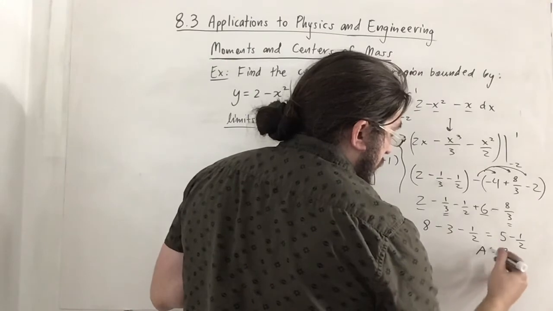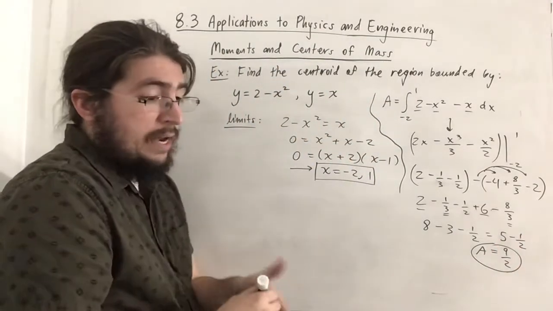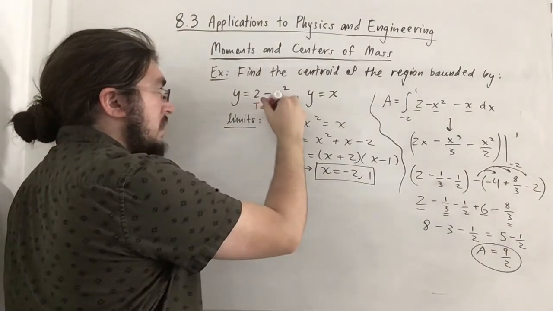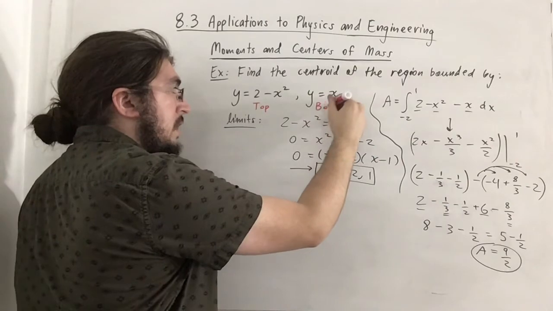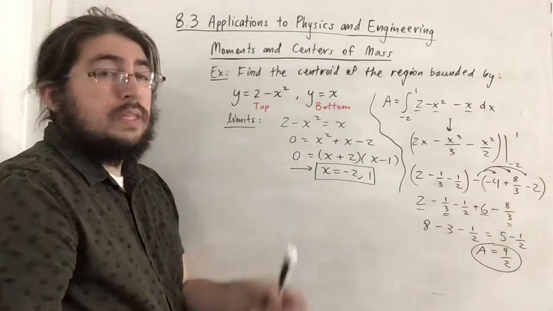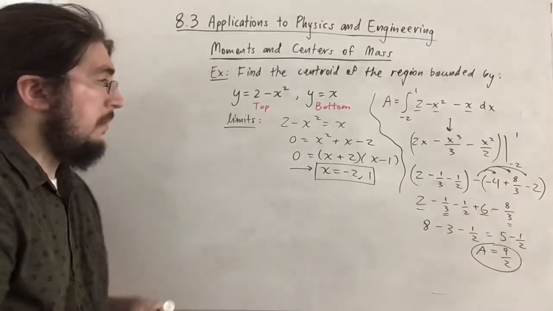So we have the area is positive 9 over 2. That means we guessed correctly, and in fact the first curve ends up being on top. And again, I'll graph this later so we can actually see that this is indeed on top and that one's on the bottom in this region between these two x values. Great. Now all we need to do is find x bar and y bar.